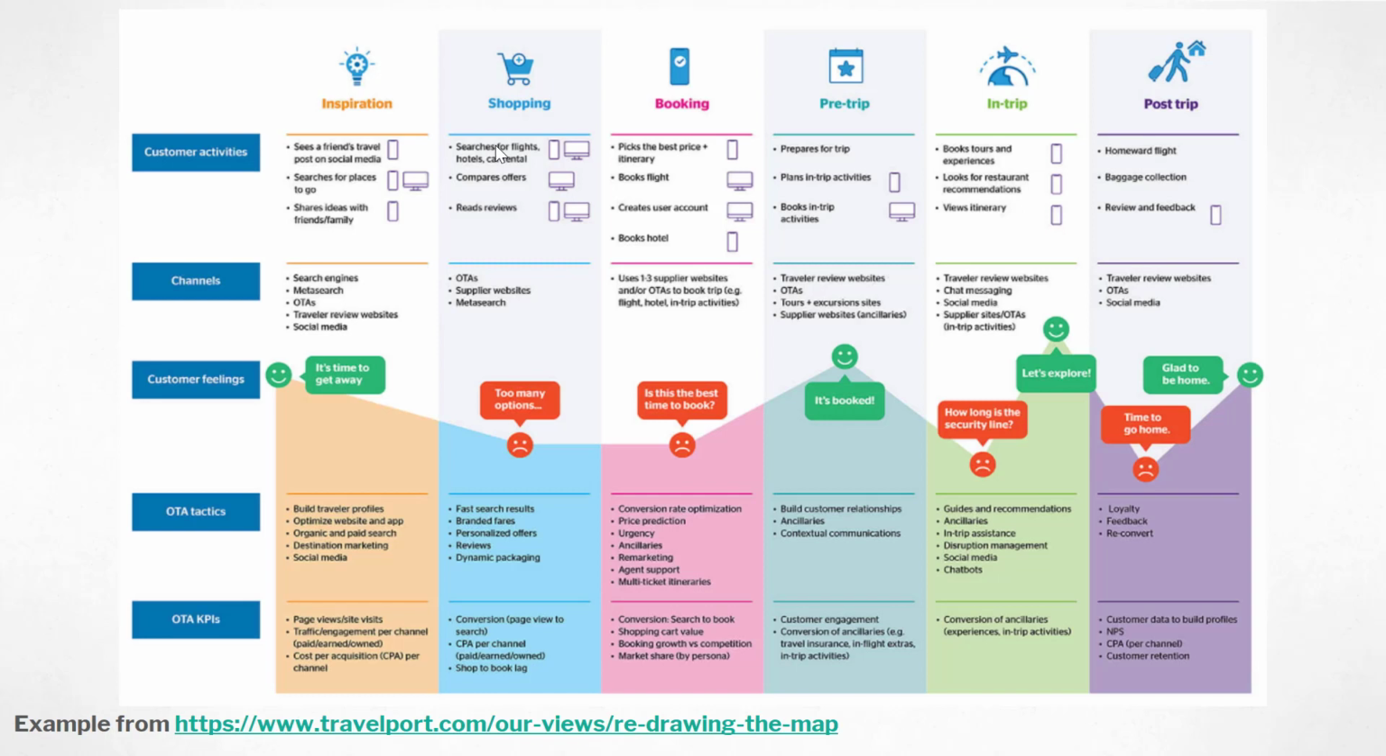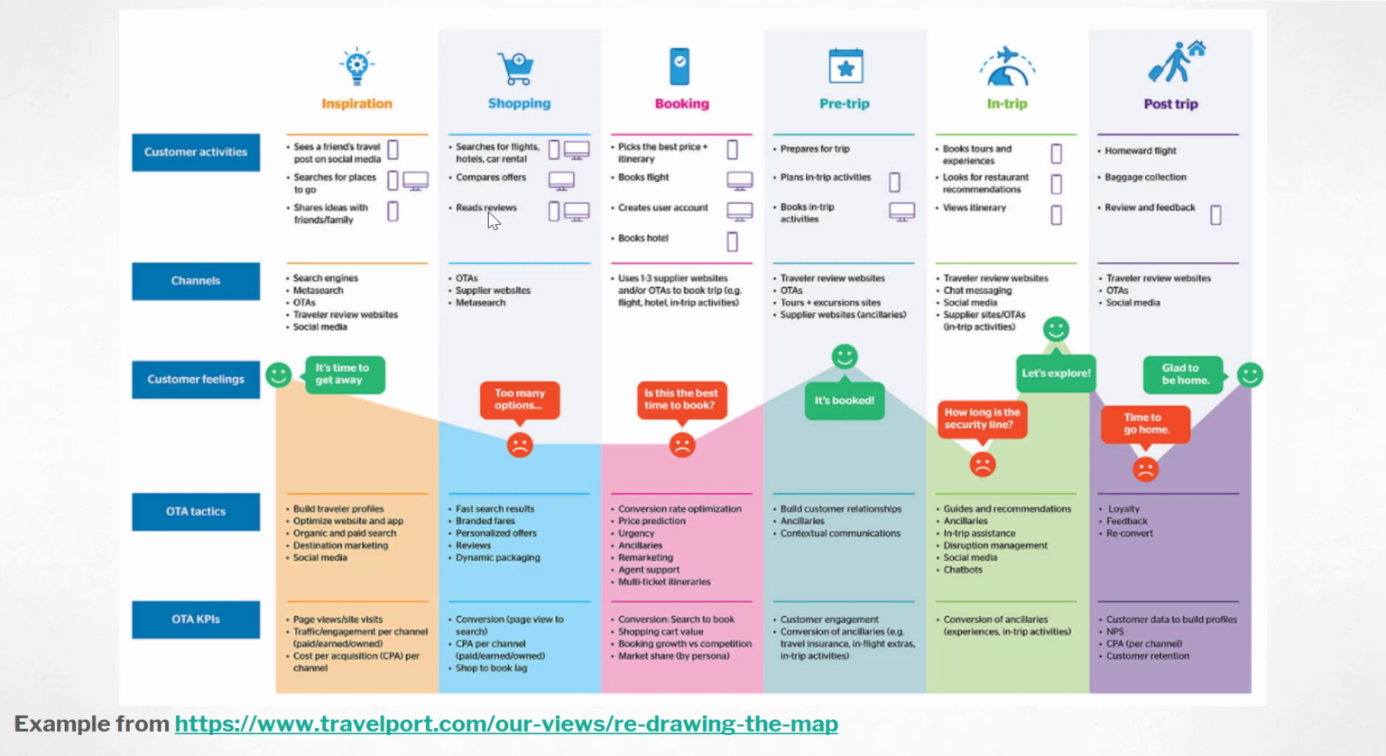So from being inspired, now he has identified the place that he wants to go, and he starts to shop for different options, whether they are flights, hotels, car rental. He starts comparing offers, he starts reading reviews. So remember, we said that a logical end to a phase is where there's a change in the sub goal.